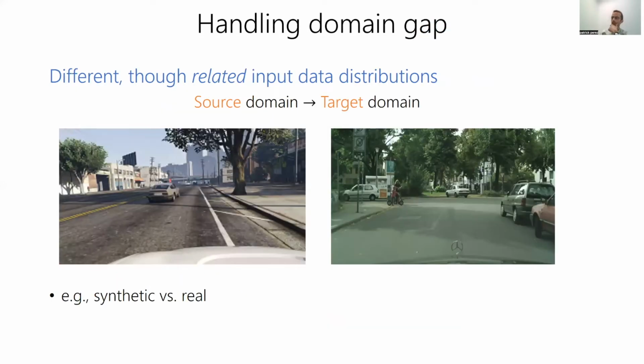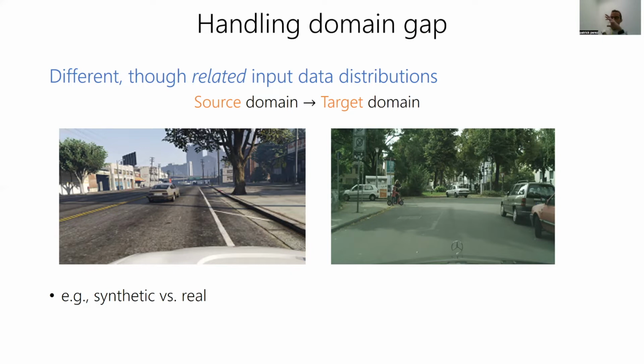So let's take one problem, for instance, which is transferring knowledge across domains. It takes different forms, but in this example, you train on synthetic data, and obviously you want to have good performance on real data.